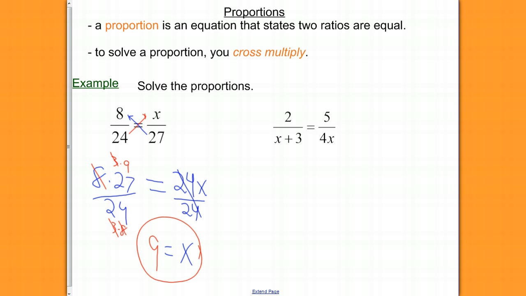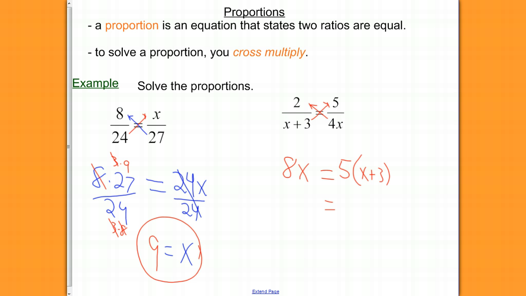For this example here, same thing. It's a fraction equal to a fraction, so we're dealing with a proportion. To solve it, cross multiply. So 2 times 4x is 8x. That will equal x plus 3 times 5. With this, we've got to do some distributive property: 5 times x plus 5 times 3. That equals our 8x.